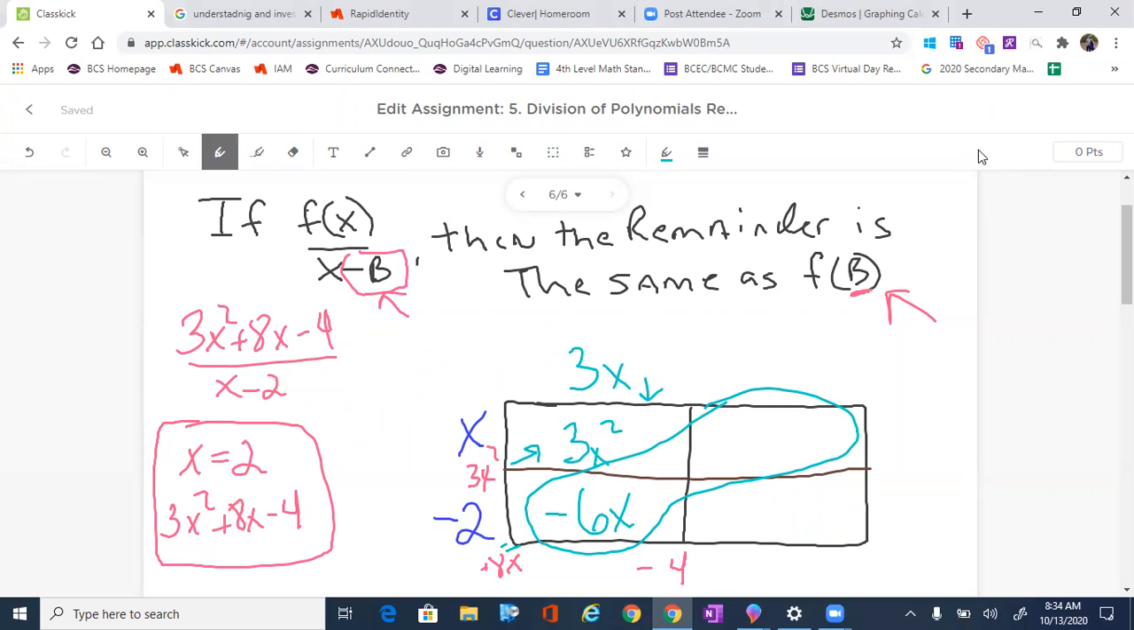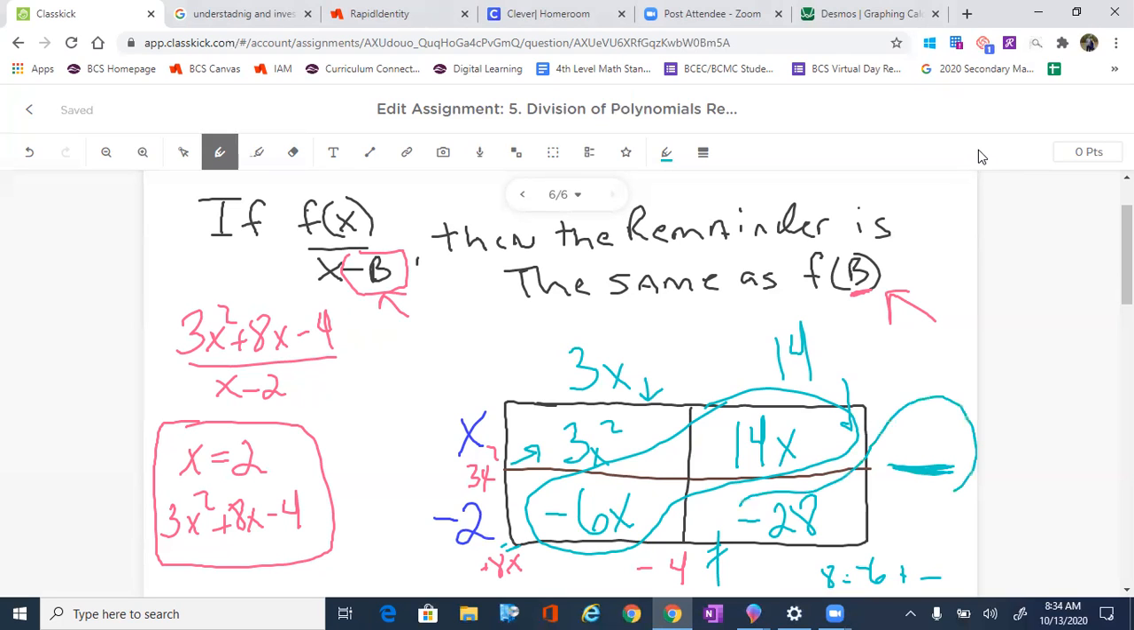Or I could write it, if I need to do some algebra, I could say 8 equals negative 6 plus what? Well, that is 14x. And then I say, okay, what did I multiply x by to get 14x? Well, that is 14. And then I say 14 times negative 2, which is negative 28. And then once again, I say, well, these are not the same. So that means there must be a remainder.